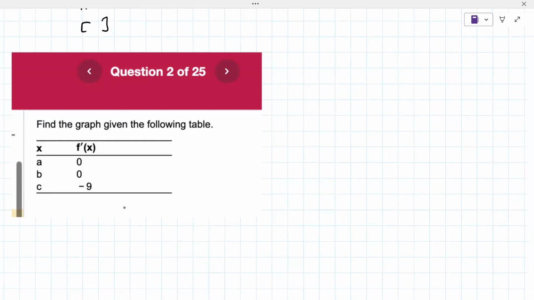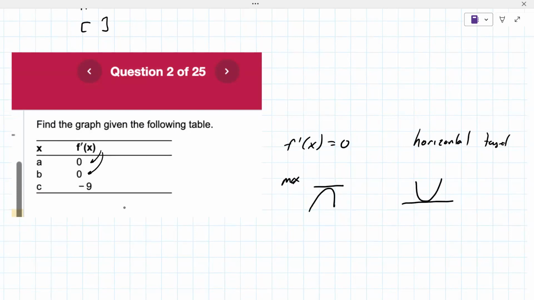So when the derivative is 0, that means that there's a horizontal tangent, and that could either be a max, a min, or neither.